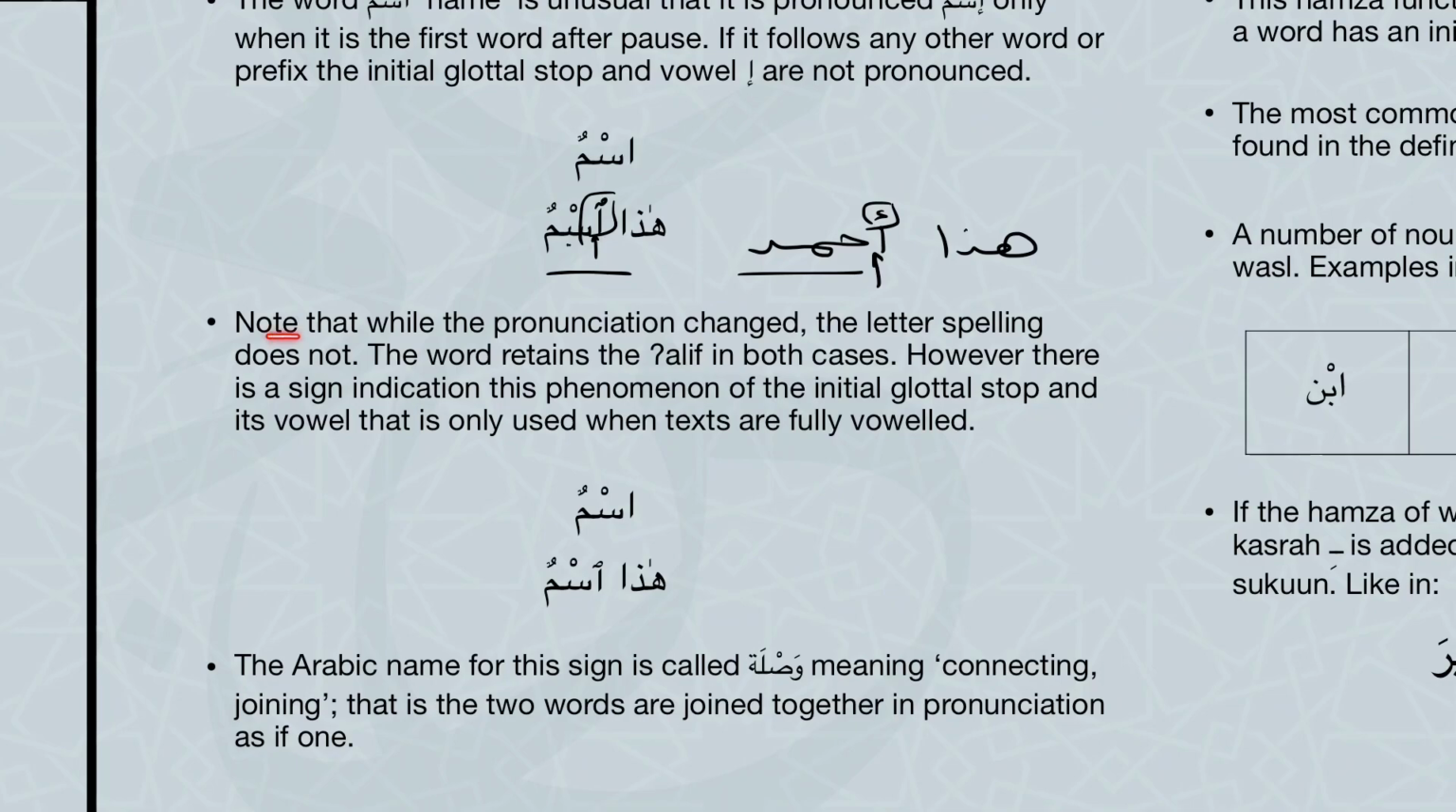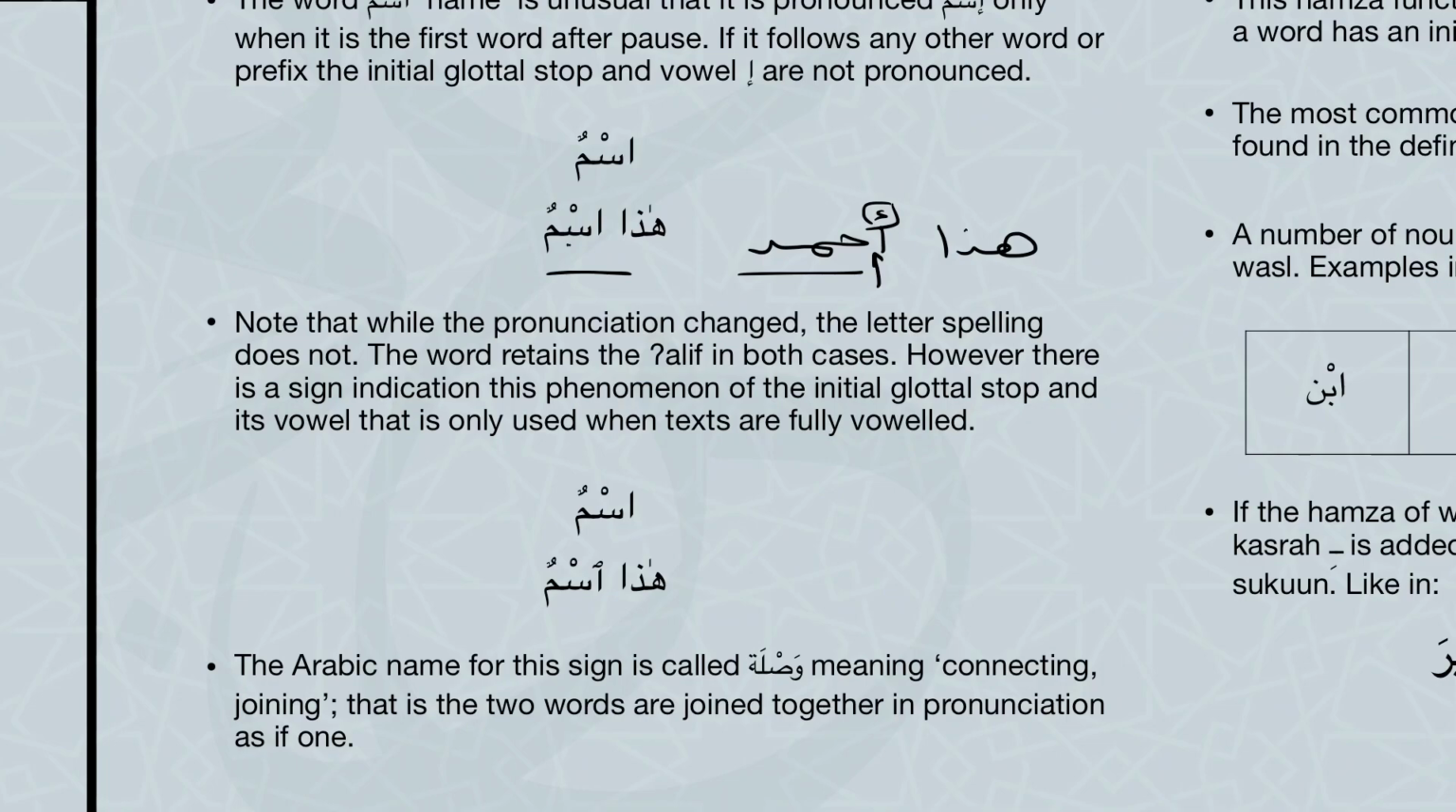So note that while the pronunciation has changed, the letter spelling does not. So I do not remove the hamza from writing; it remains, but I do not pronounce it. The word retains the alif in both cases. However, there is a sign indicating this phenomenon of the initial glottal stop and its vowel, that is only used when texts are fully voweled. And by fully voweled, I mean faithfully voweled, like when we're talking about the Quran.